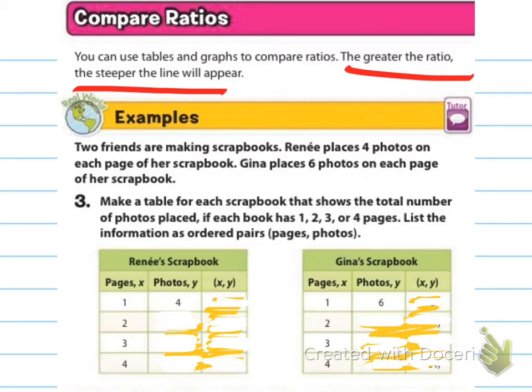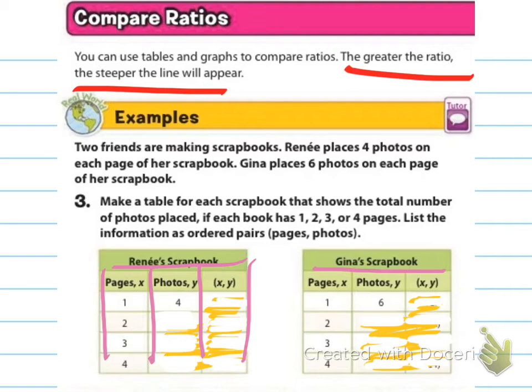So the example number 3 says that 2 friends are making scrapbooks. Renee places 4 photos on each page of her scrapbook. Gina places 6 photos on each page of her scrapbook. So you're going to make a table for each scrapbook. We've got Renee's scrapbook and we've got Gina's scrapbook. And you're making a column for pages, a column for the photos, and then also a column for their X, Y, because we're going to graph it in just a moment.